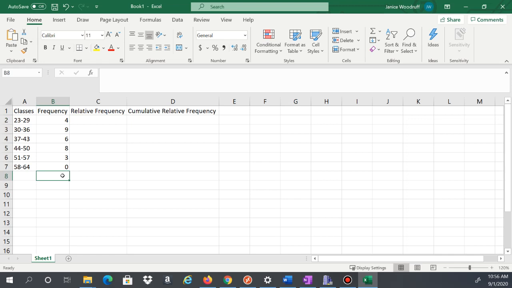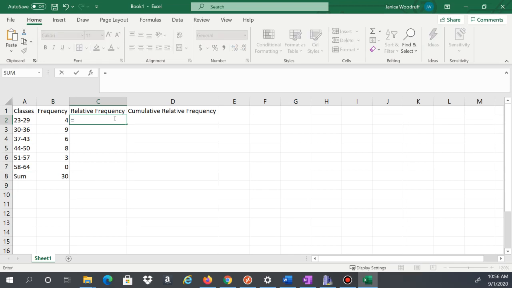Relative frequency. So let's first get the sum of these numbers. You could do a quick sum right here. It'll highlight that for you. Or equals sum, and then highlight what you want to get the sum of. So that would be the sum of the frequencies. Then the relative frequency, you can type a formula in. So you can go equals, and then I want this frequency divided by, so use your division symbol, the cumulative total. So it'd be 8. Then hit enter. Okay, your relative frequency is done for you.